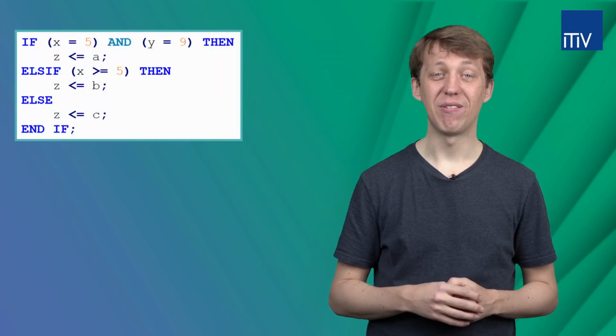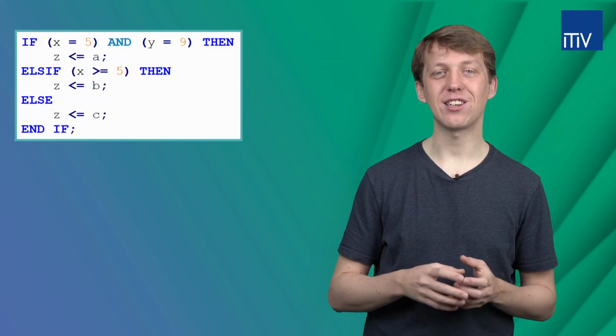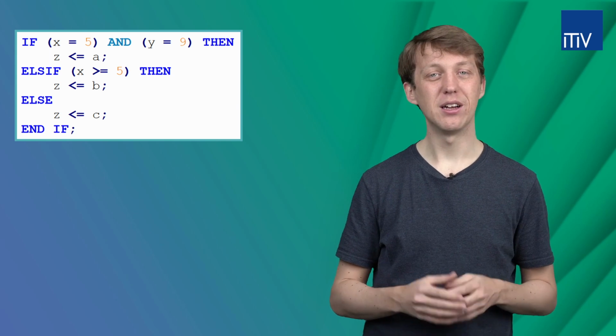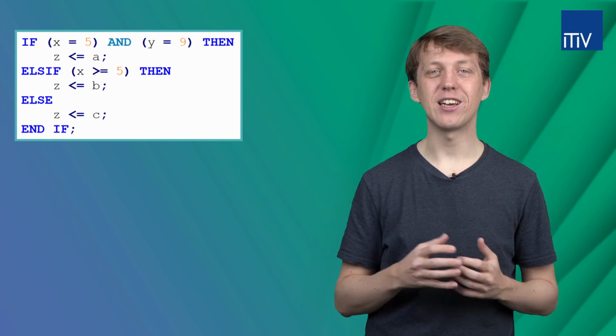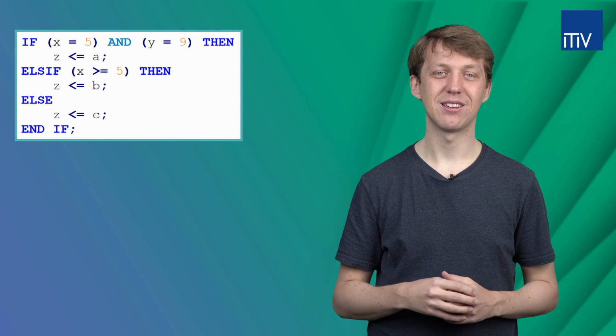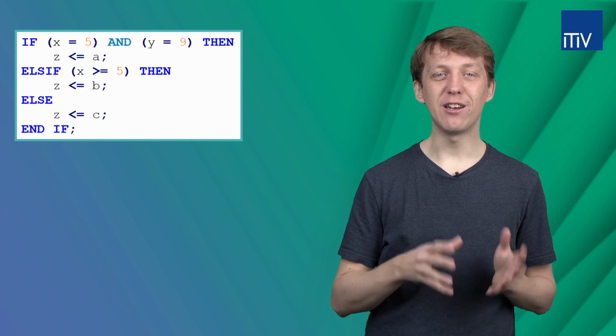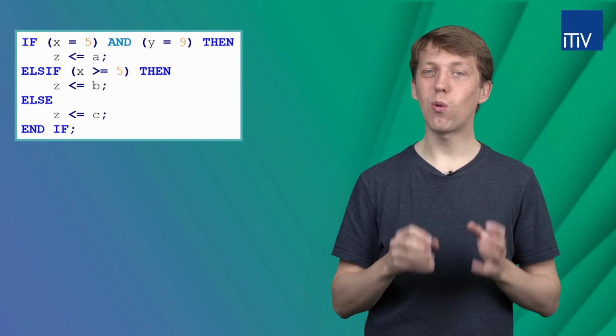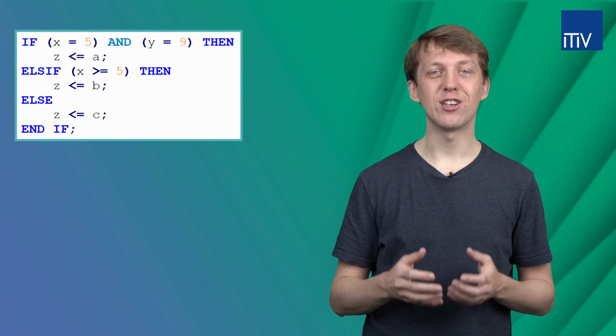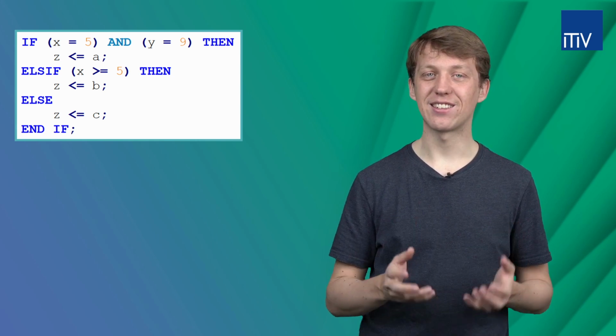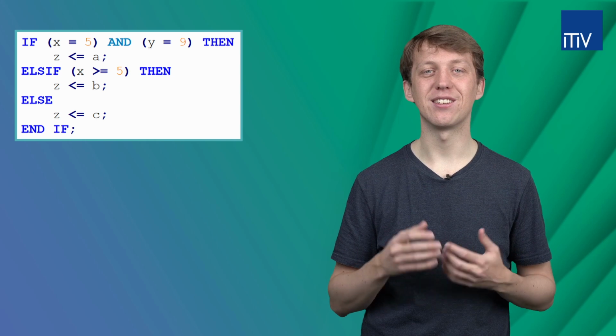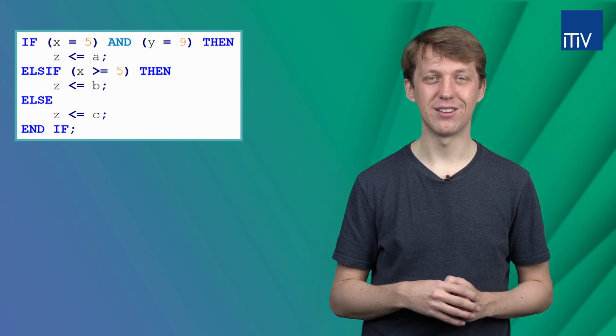Now let's have a look at a short example. The first line tests the two signals x and y. Both conditions are connected with an AND statement. Therefore, only if x is 5 and y is 9, the condition is true and a is assigned to z as defined in the second line of this example.